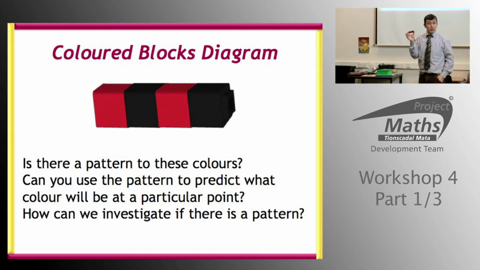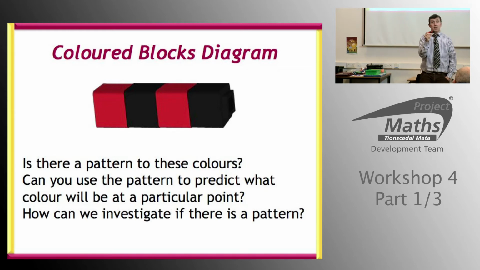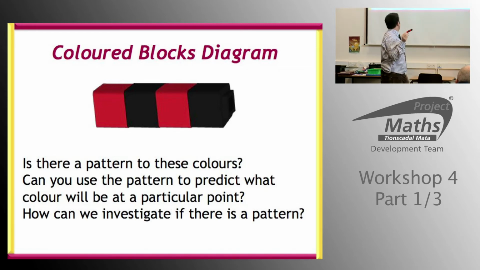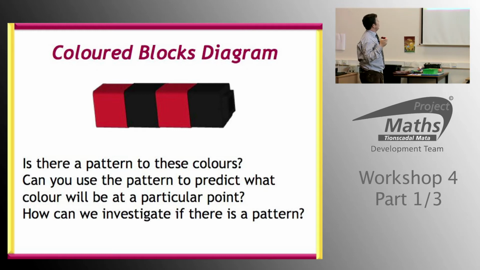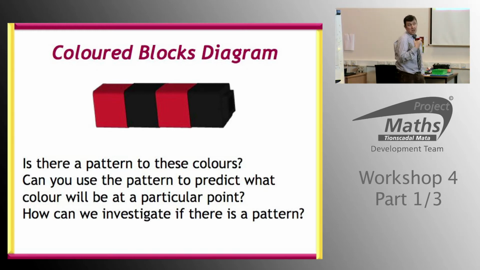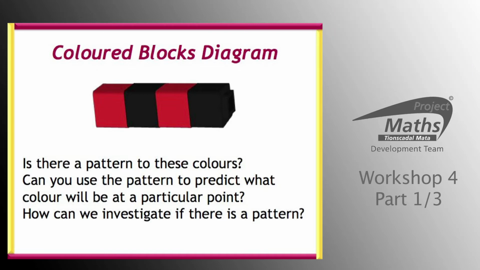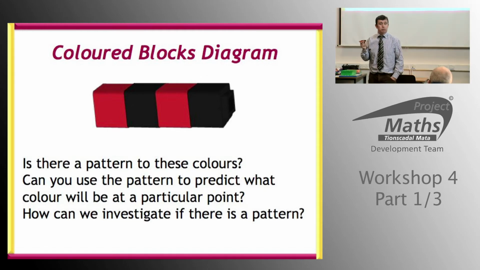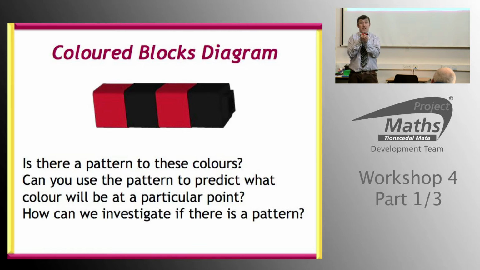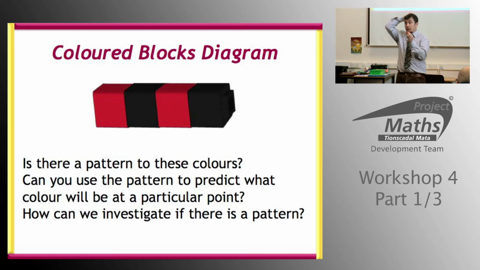Yeah, a small amount of them there, but what else do we ask about? Can you use the pattern to pick what colour will be at a particular point? So the 20th block. Black. Why? Because the even ones are black. Okay, depending on which end you start. Well, let's go with the same as the screen and the same as the one in my hand, just to keep it correct. Is everybody happy with that?